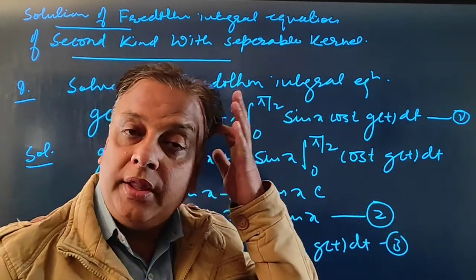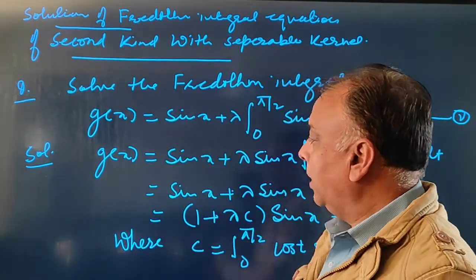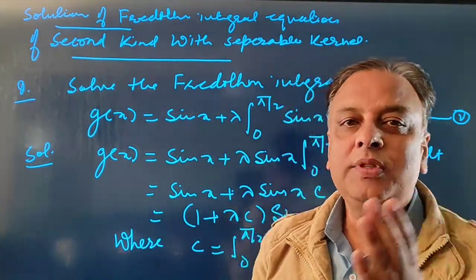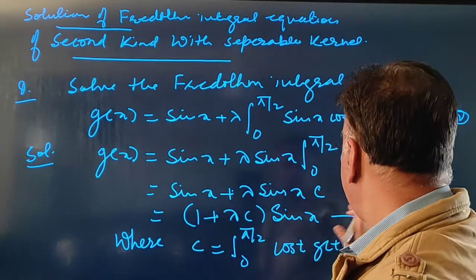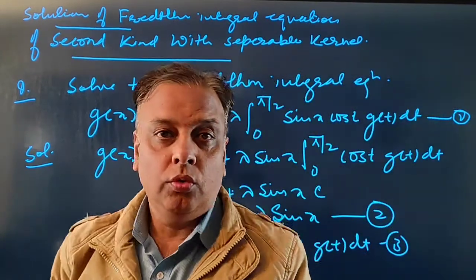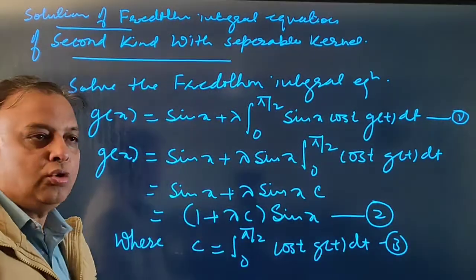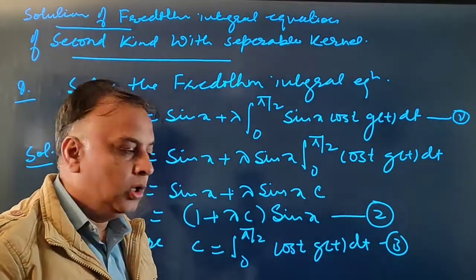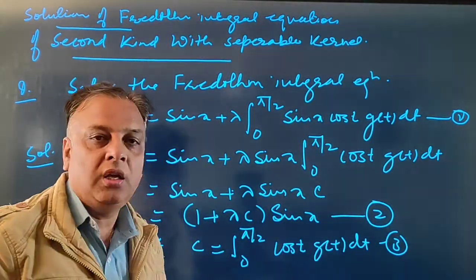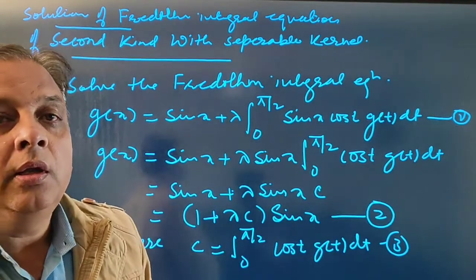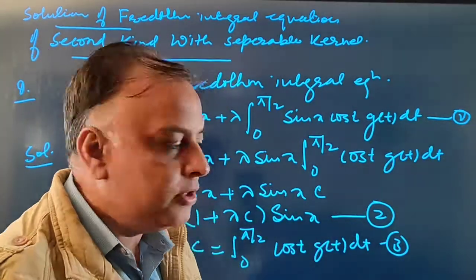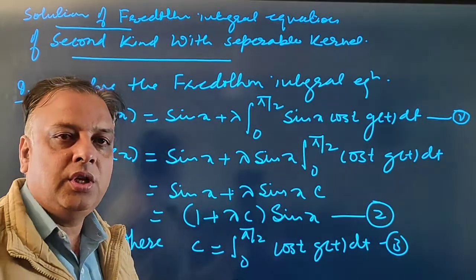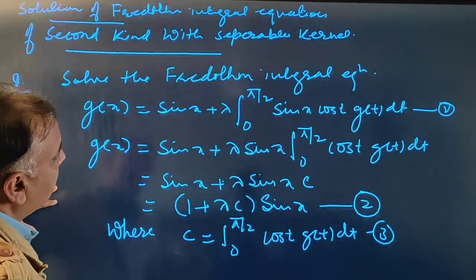Now in order to find the solution of this problem, we have to find the value of g(x), and the value of g(x) is given by equation number 2. Our task is to find the value of c, which is given by equation number 3. So our task remains to find the value of c.